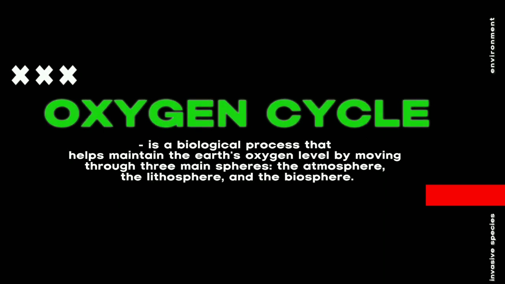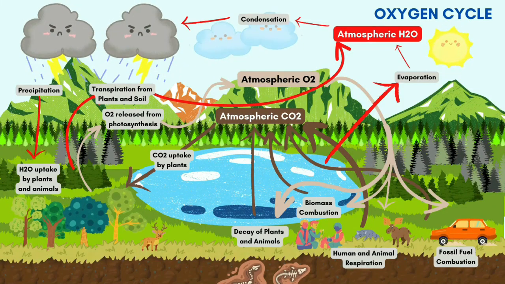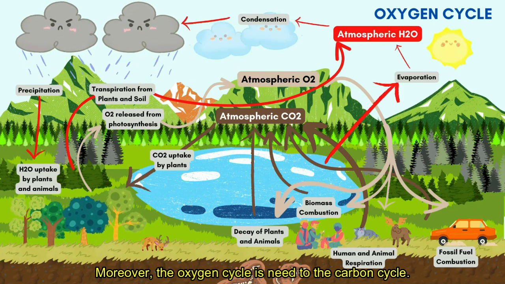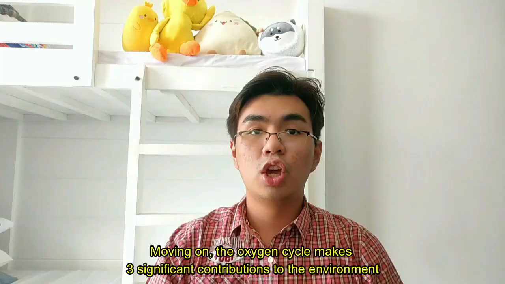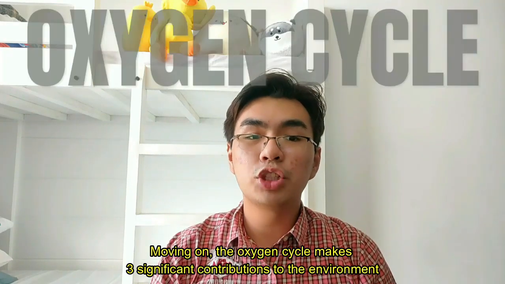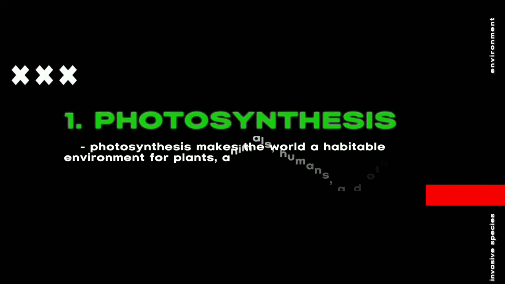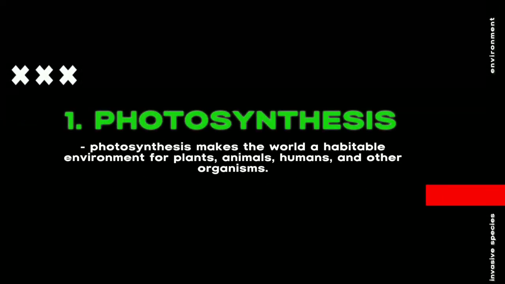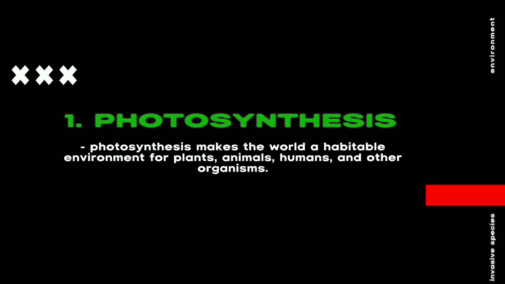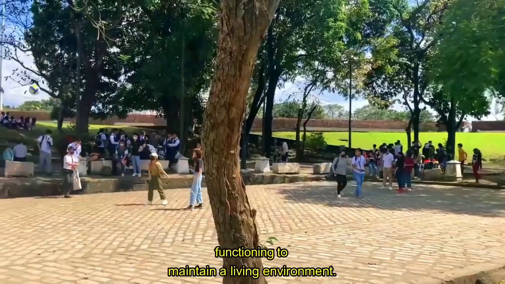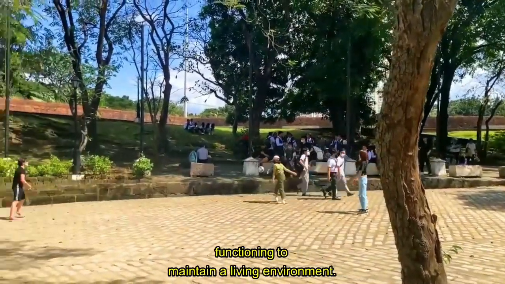The oxygen cycle is a biological process that helps maintain the Earth's oxygen level by moving through 3 main spheres: the atmosphere, the lithosphere, and the biosphere. Moreover, the oxygen cycle is linked to the carbon cycle. Moving on, the oxygen cycle makes 3 significant contributions to the environment. First, photosynthesis makes the world a habitable environment for plants, animals, humans, and other organisms. This allows them to breathe and continue functioning to maintain a living environment.